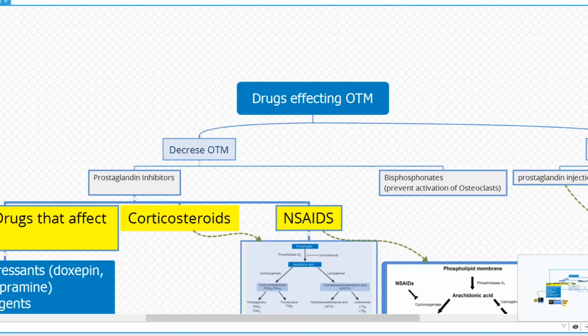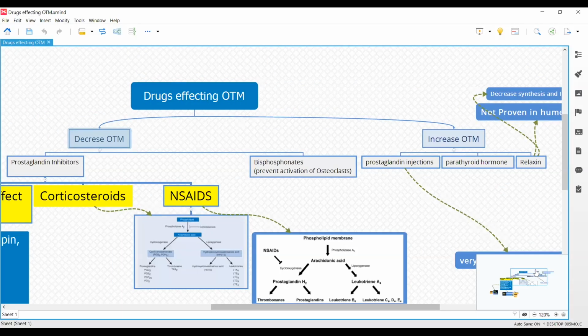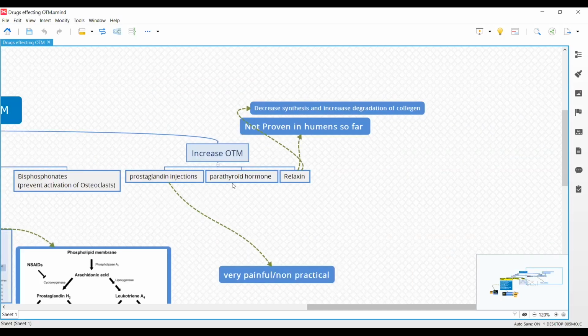In this mind map, you can see there are two categories of drugs: drugs which decrease orthodontic tooth movement, and drugs that increase orthodontic tooth movement. First of all, let's discuss the drugs that increase orthodontic tooth movement. There are certain drugs that can stimulate tooth movement. However, they are not very practical. Why not? Because we cannot give them.